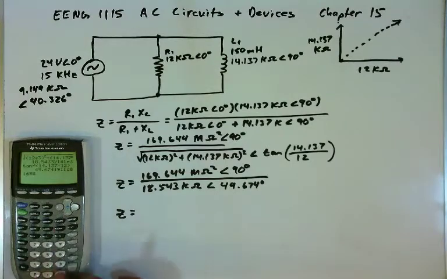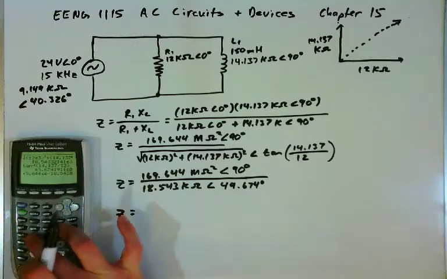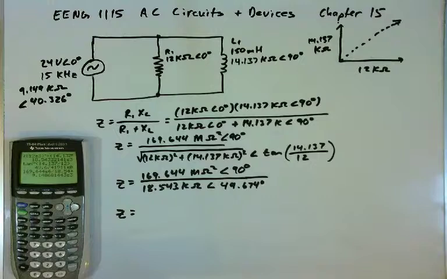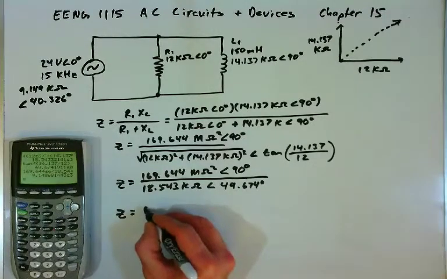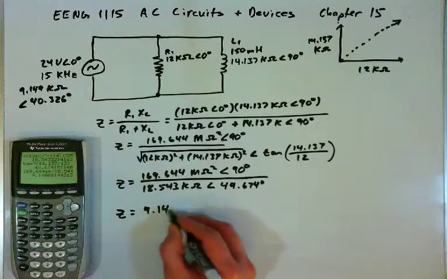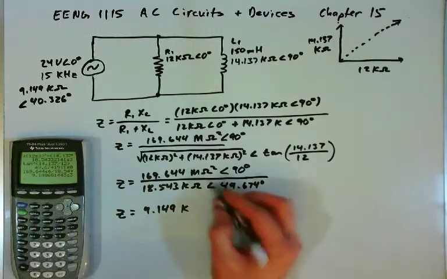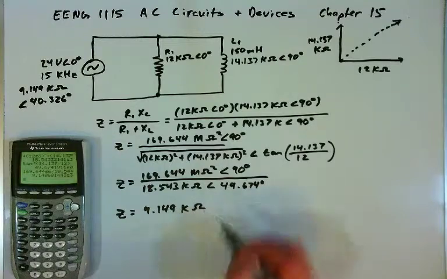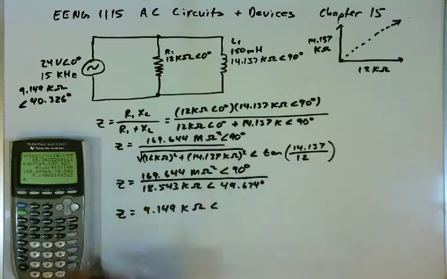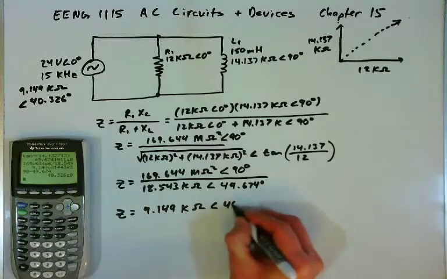We have 169.644, that is mega, positive 6, and we're dividing by 18.543 kilo, which is positive 3, and when we divide we get 9.148, I'm sorry, actually 9.149 kilo, and ohm squared divided by ohms is just ohms. And then we will subtract the angles. We have 90 degrees minus 49.674, and we get 40.326.